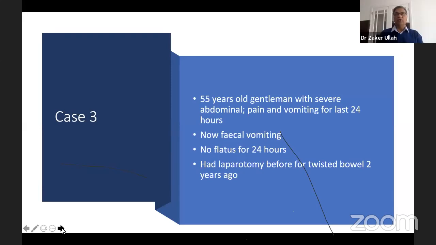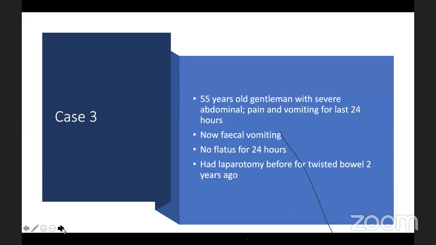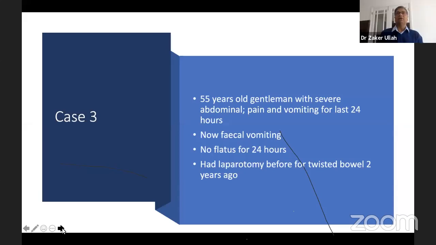What is the most common thing first? Somebody had laparotomy and comes with abdominal pain and vomiting for 24 hours, and now some fecal material is coming out. What is the most common thing? Adhesion related obstruction. Yes, adhesion related obstruction is very common. Number one. Number two, some sort of internal herniation causing strangulation of the bowel because of the adhesion.